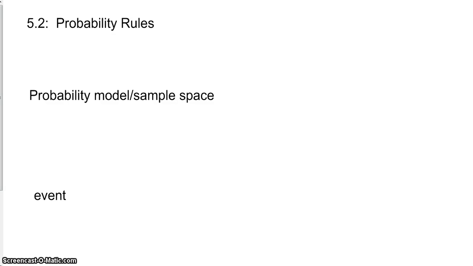All right, section 2, we're going to look into our probability rules and start building our basics in terms of what we're going to do when we are asked to find the probability of certain things happening. So, number one, we're talking about a probability model or a sample space. What this is, it's somehow you're showing all your possible outcomes.